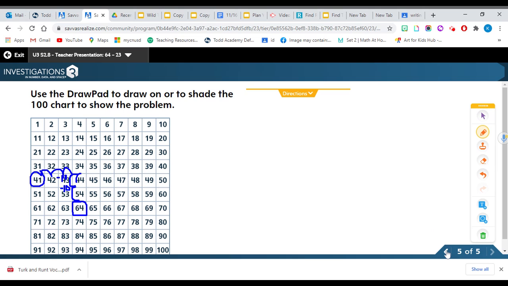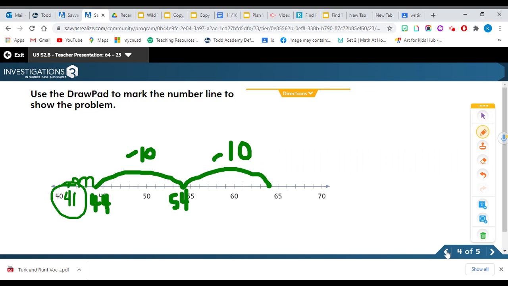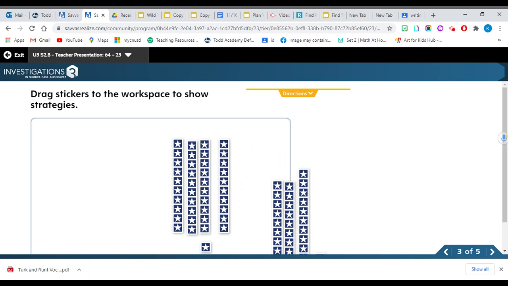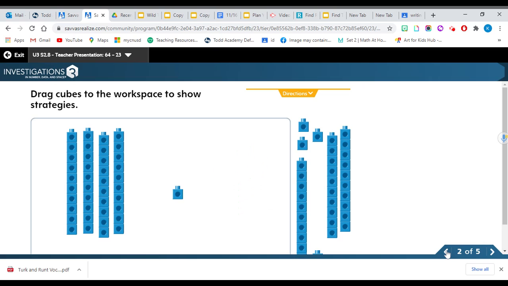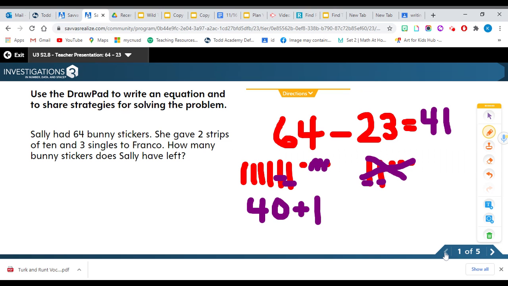So let's review again. Here was our 100 chart. Here was our number line. Here are our sticker strips of 10s and 1s. Here are our blocks in towers of 10 and individual ones. And then here was Mrs. Mahoney's first effort where I started by writing the equation, drawing it out with my 10s and 1s. I got my answer. Then I showed you how to use all those strategies.